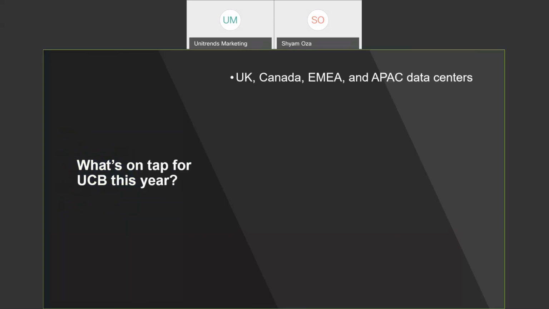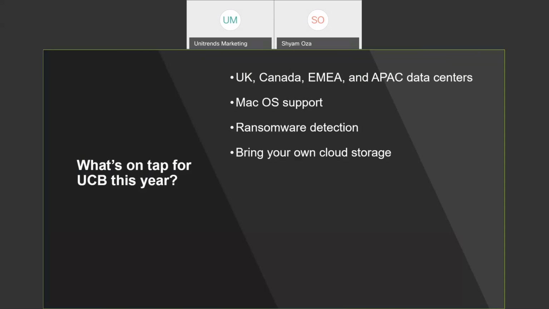So before I jump into the product, I do want to talk to you a little bit about what else is coming down the road. We're currently available here in the US, but we're also rolling out all over the world in our UK, Canada, EMEA, and APAC data center regions. We know that information workers don't just use Windows devices, so we'll be introducing Mac OS support. We're going to be looking at ransomware detection and prevention technology, bringing that over from our current products.